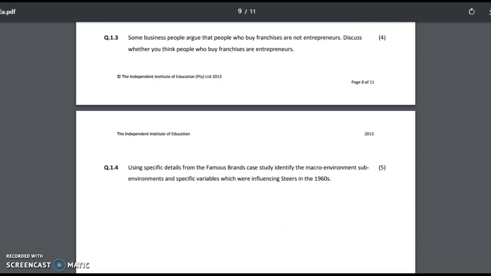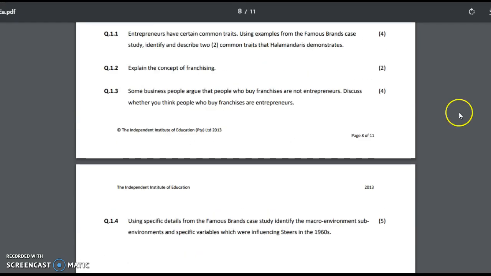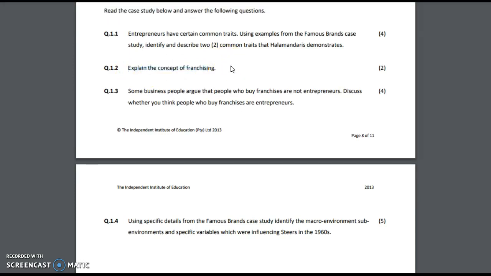And questions that I want to bring to your attention is like question 1.2 here. Explain the concept of franchising. This is only for 2 marks. So even though you're going to explain it, you're not going to give a full essay. You're literally only going to spend 2 minutes on explaining what is franchising. So a really good definition would do well here.